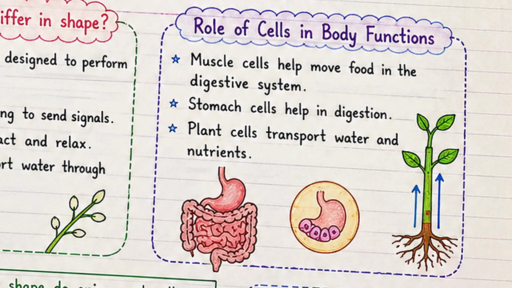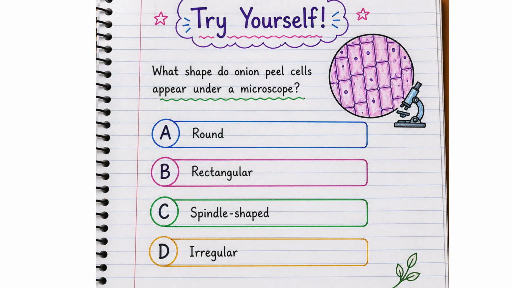Now, I have a question for my little champs. Try for yourself. What shape do onion peel cells appear under a microscope? Option A, round. Option B, rectangular. Option C, spindle shaped. Option D, irregular.